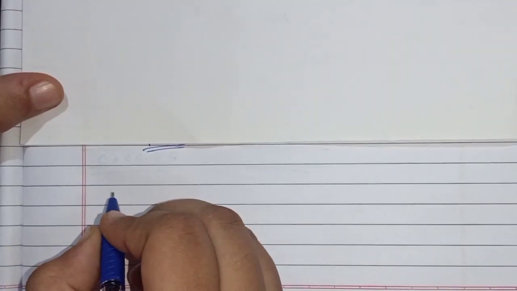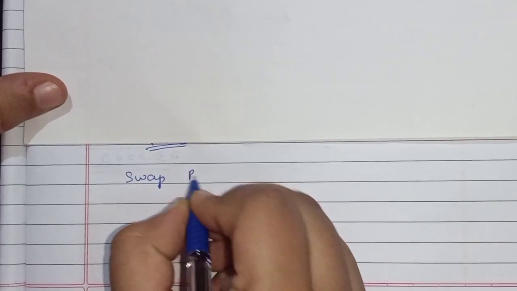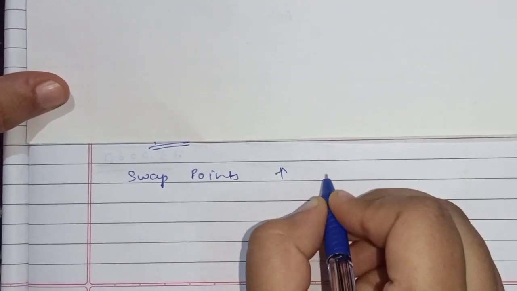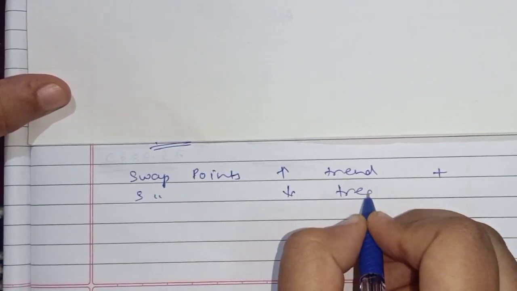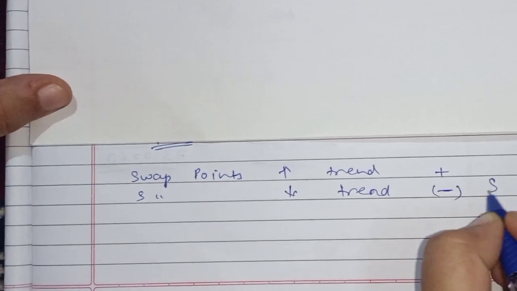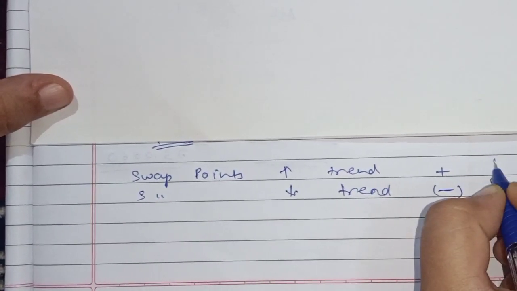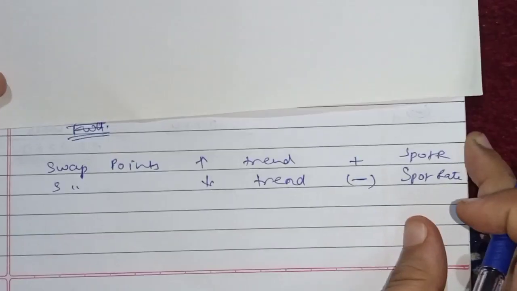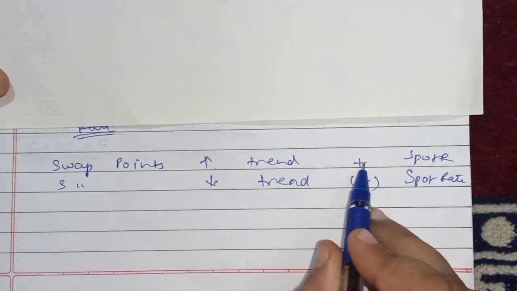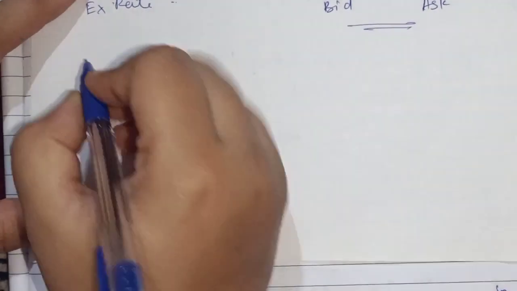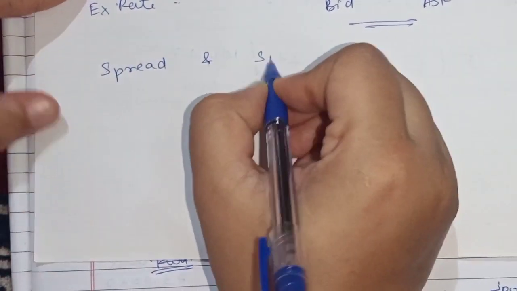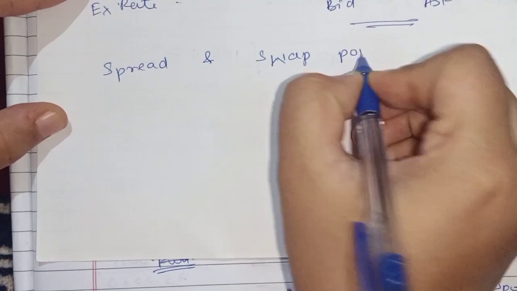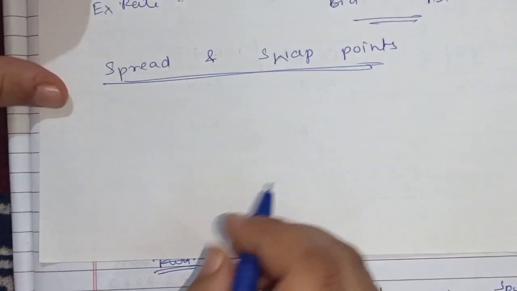So you can understand it in this way: when swap points are in an increasing trend, they are added, and when swap points are in a decreasing trend, they are subtracted from the spot rate. Increasing trend, added; decreasing trend, subtracted. Also, we have earlier studied the concept of spread. So now I will tell you the difference between the spread and the swap points. This chart you can make in your books also.